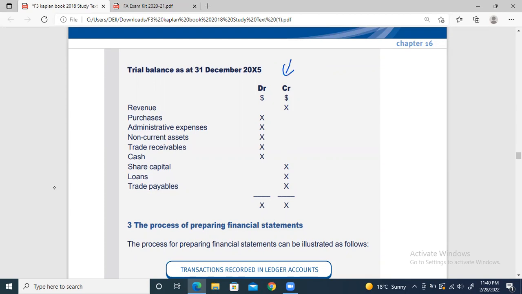You can see that there are two columns over here, debits and credits. Now, all the balances in the company, every accounting head, is written over here on the respective sides. Obviously, revenue is a credit item; purchases, admin expenses, all of these items, the assets, cash, trade receivables, all of these are debit and all of the other things are credit. So these are written respectively on the debit side as well as the credit side. And these two should always total equal.